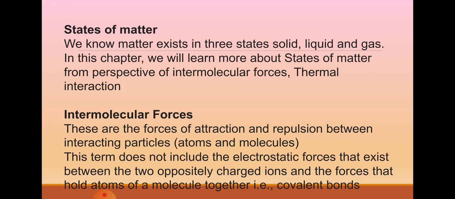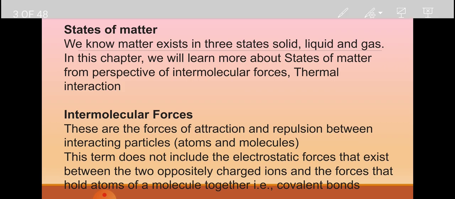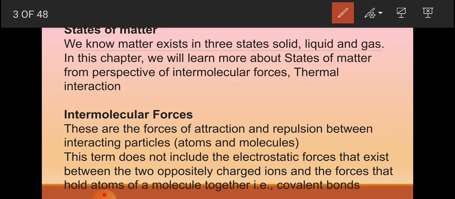Matter, what is matter? Matter is defined as anything that has mass and occupies space. As you all know, it exists in three physical states: solid, liquid and gas. And any substance can exist in any of the three states depending on the temperature and pressure. Gases can be converted into liquid and liquid can be converted into solid.